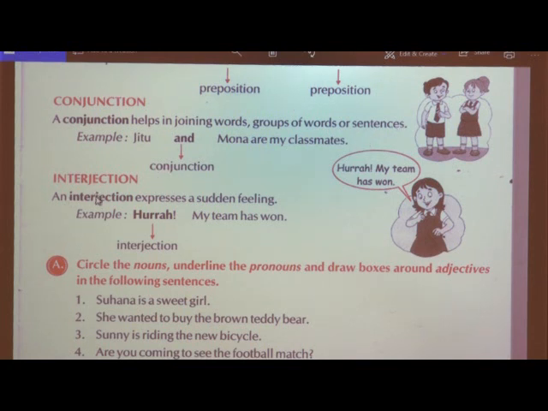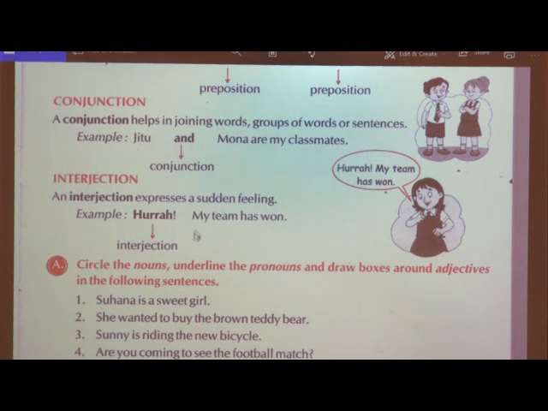And the last part of speech is interjection. Here certain feelings are expressed in the sentences, like joy, or sorrow, or surprise. Sorry, not advice, it is surprise. So these expressions, or certain feelings, are shown through the interjection.